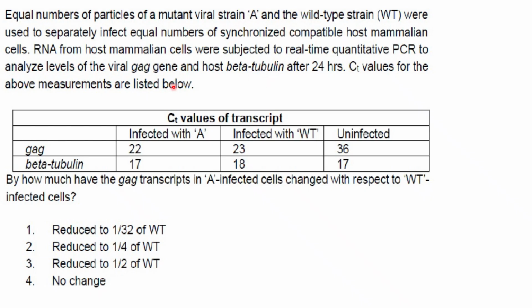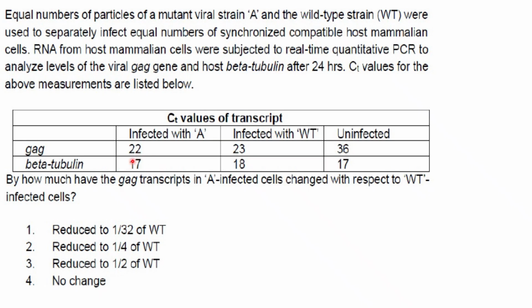So what gene are you targeting? First you are analyzing the viral gag gene. For cells infected with A as well as infected with the wild type, you have analyzed the CT values. See here, these are the PCR cycles at which this sample has reached its threshold, and this one is where this sample has reached the threshold value. So these are the CT values. Now you understood what CT is. And host beta tubulin after 24 hours. So you have used beta tubulin, which is a reference standard.